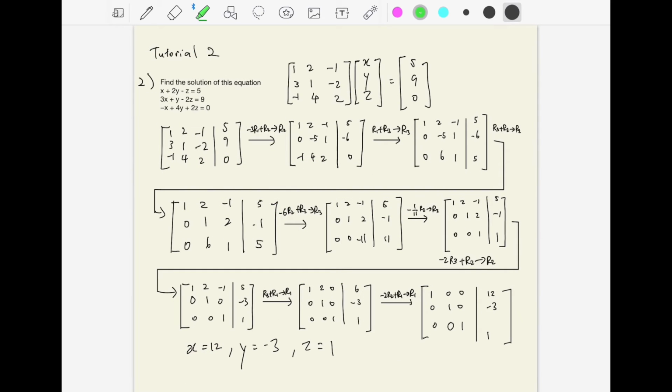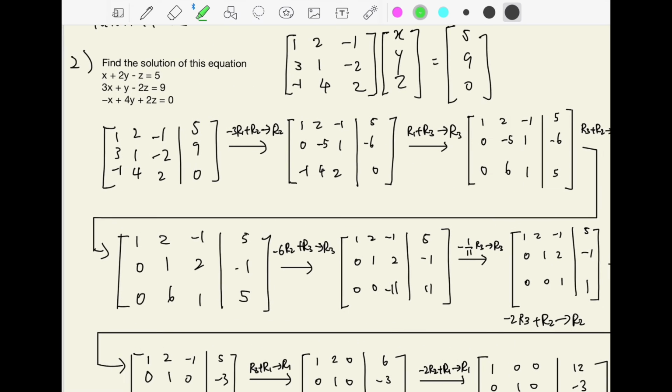So now I will solve the equation number 2. The question number 2 is to find the solution of the equation below. So like the same, I write out the matrix form of the equation. Then I use the elementary row method to solve it.